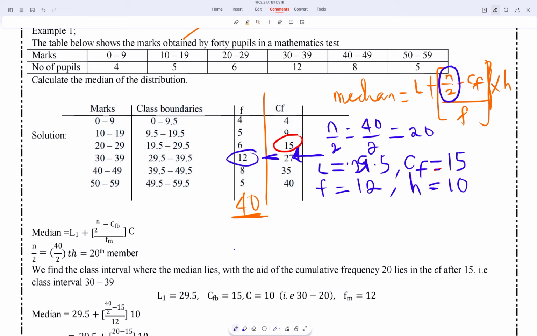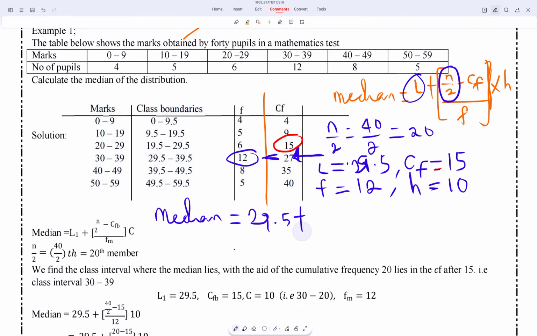All right. So now let's apply it to the formula. Let me clean this part so that I can write here. So now that will be median equal to, what's your L now? Your L is 29.5.